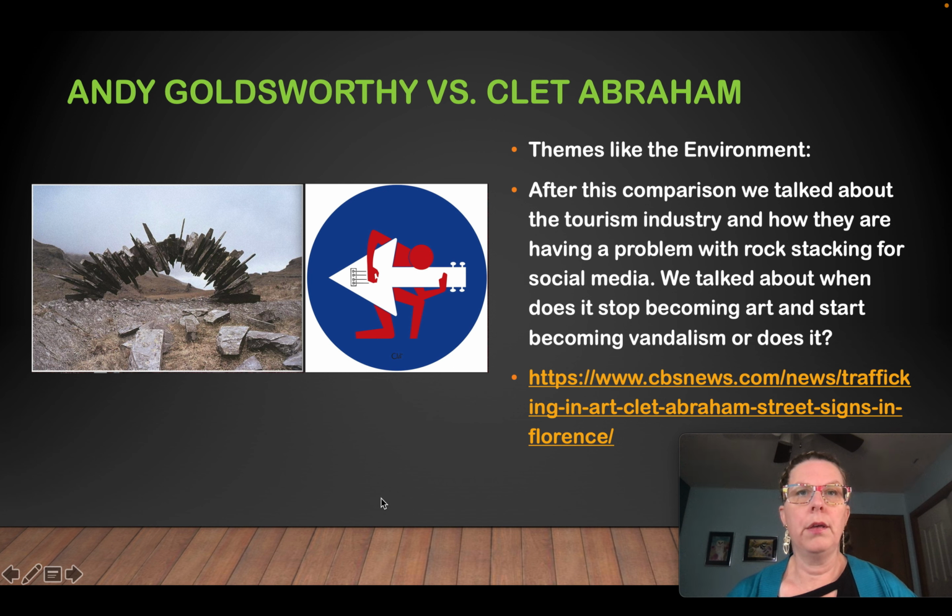Then we started going into themes of the environment. Is this art? With this one, I showed these two, Goldsworthy and Cleet Abram, and I had known Goldsworthy. We'd seen stuff about him. We did a couple projects during quarantine about him, but then I'd found this other artist. I can't remember his name. He's overseas, but he does these stickers on street signs. And I had found a little article about him too.